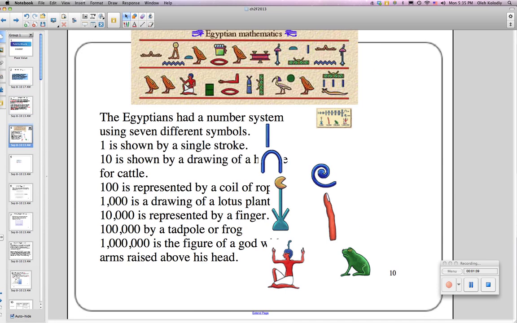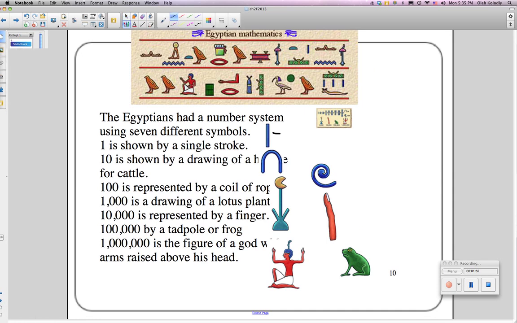Throughout history, there have been other number systems around. For example, the Egyptians had their own number system using just 7 different symbols. And here they are. One is shown with a single stroke over here. 10 is shown by drawing the hoof for cattle. 100 is shown by drawing a coil of rope. And 1000 is a drawing of a lotus plant.